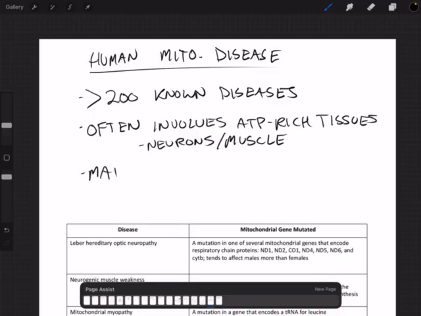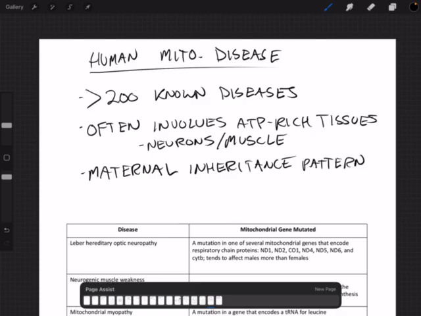You will often see then, if it is on a mitochondrial genome, a maternal inheritance pattern. If you're looking at like a pedigree, for example. Because again, mom has all the mitochondria, right? So if you have a mitochondrial disorder, you probably got it from your mom. And not from your dad, who's contributing very little, as always.